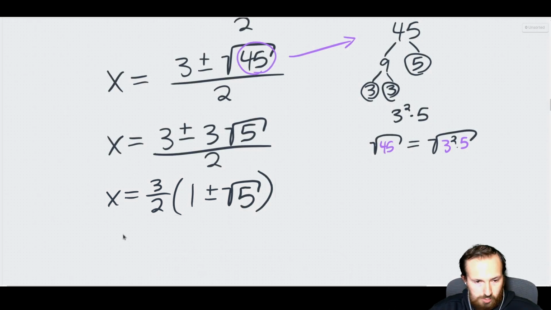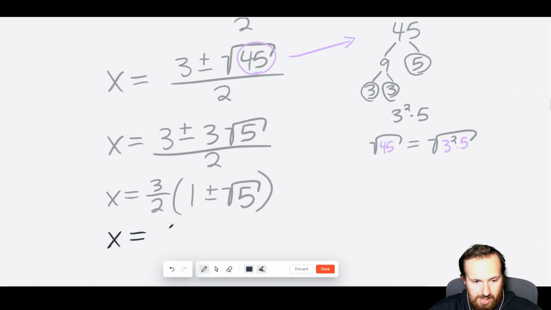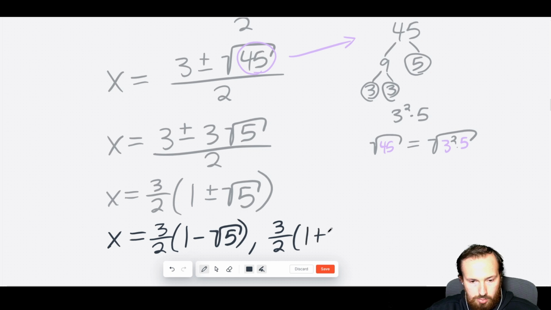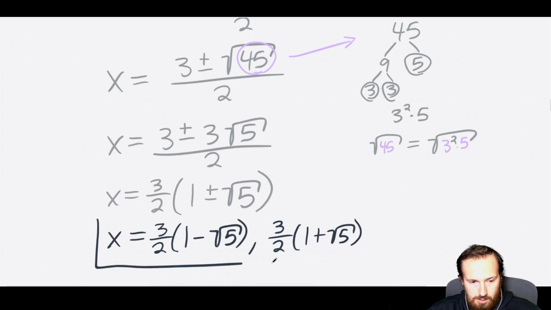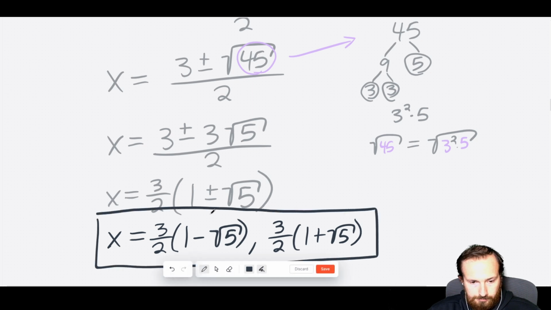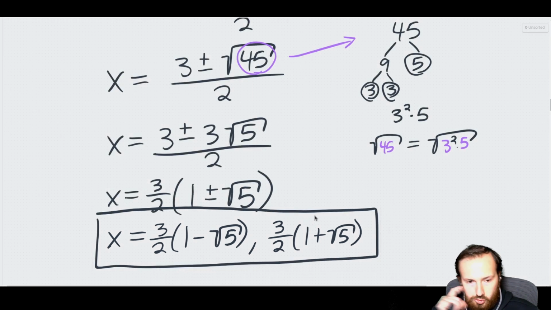And remember, this is really 2 separate numbers. This is really saying x equals 3 halves times 1 minus square root of 5. Again, this is just some number. Even if it's an ugly number, it's just some number. And then 3 halves times 1 plus square root of 5. So here are two solutions.